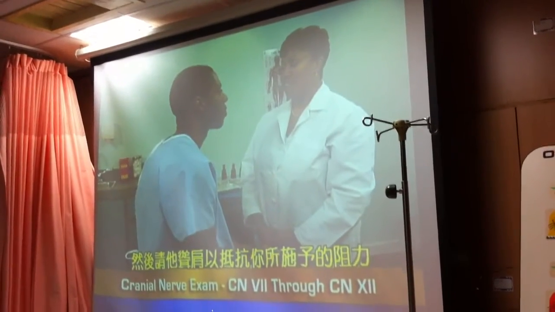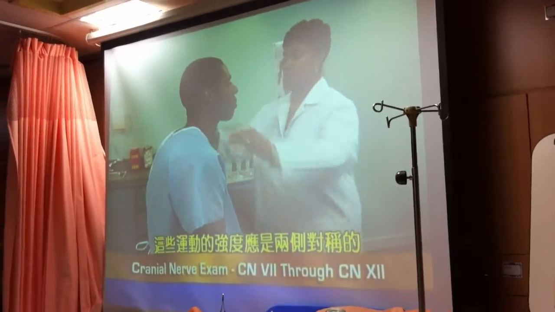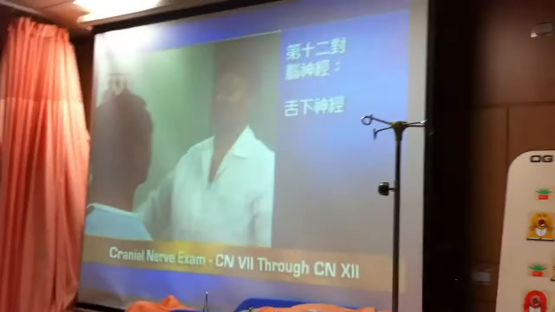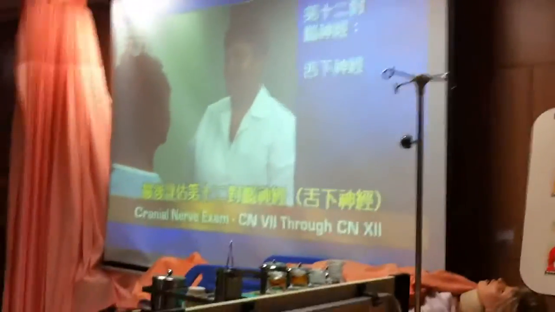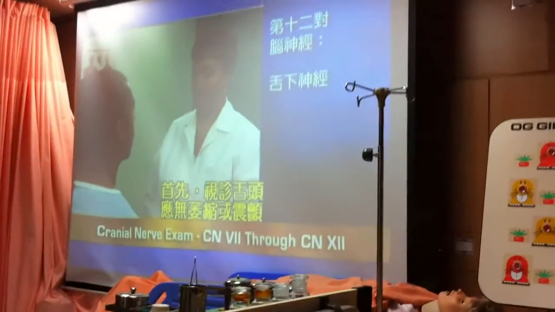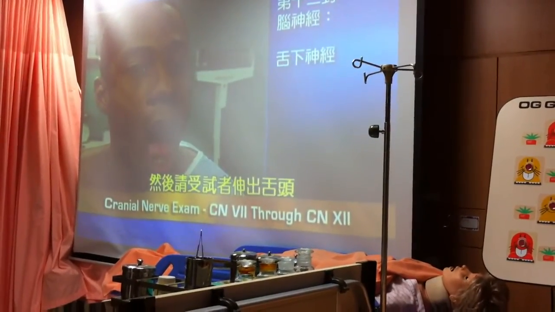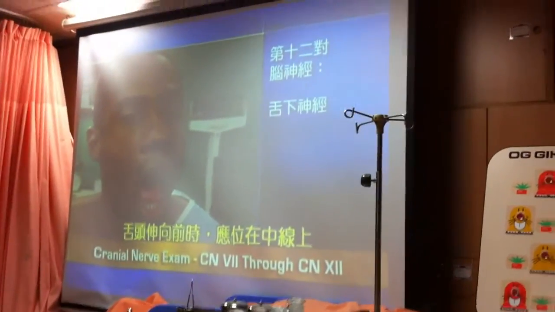Then ask to rub his shoulders against your resistance. These movements should feel equally strong on both sides. Finally, assess cranial nerve 12, the hypoglossal nerve. First, inspect the tongue, which should have no wasting or tremors. Then ask the person to protrude his tongue, which should thrust forward in the midline.